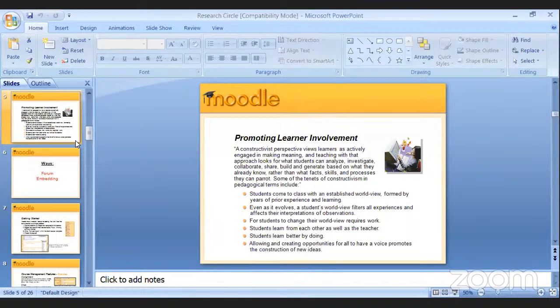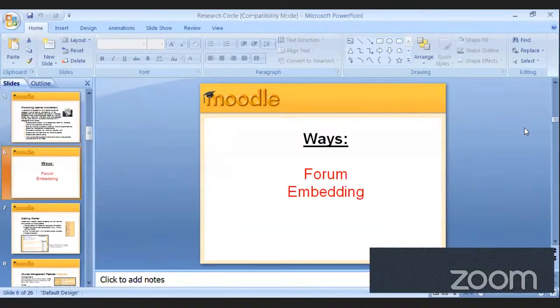And apart from that, students learn from each other as well as from the teacher. And that's true. It's not true that we are the only person who can teach our students. Of course not. They can also teach each other. So peer teaching, peer learning, peer feedback, all these are very crucial when we think of engaging them. And the next point is students learn better by doing. Yes, of course. So they'll have to do something on their own, and creating opportunities for all to have a voice promotes the construction of new ideas. So all these are very significant ways to engage our learners.